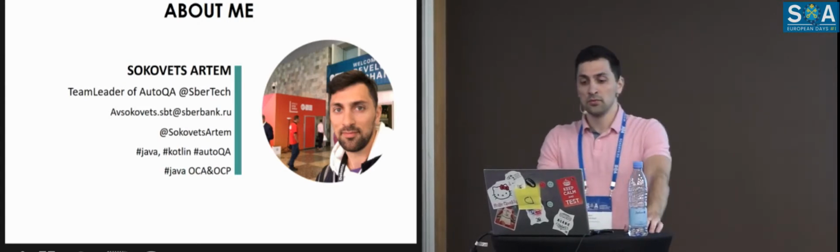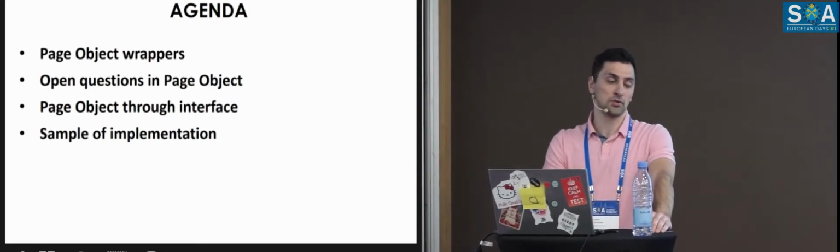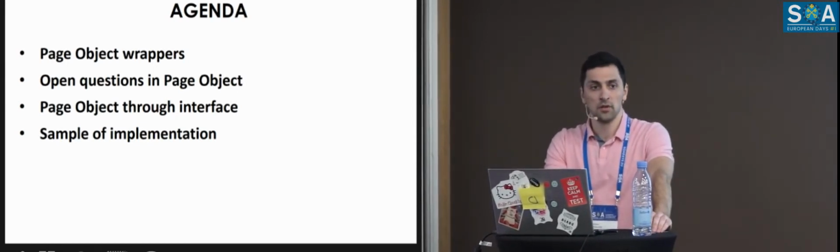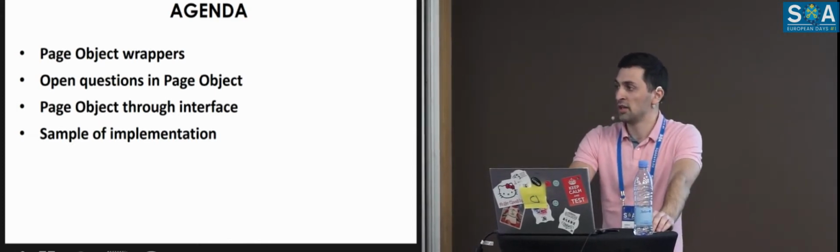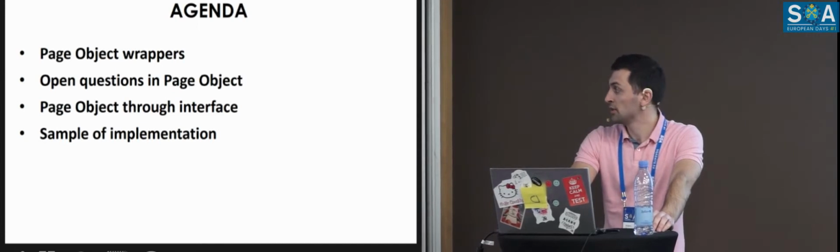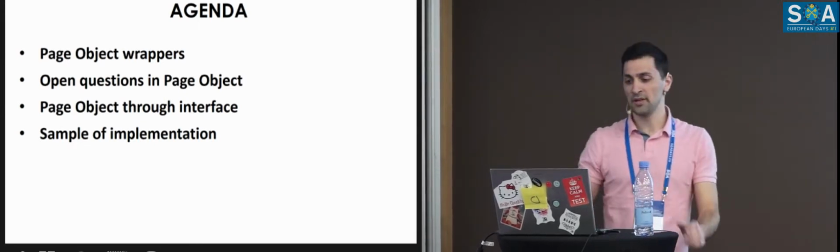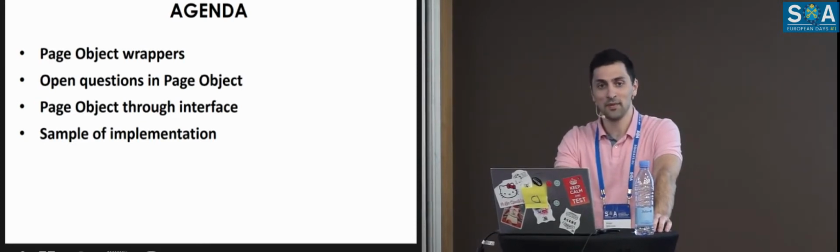My plan has 4 points. First, I remind you what wrappers exist for page object. Next, I show what I dislike in the current page object. After that, I dive into the page object based on interface, and in the end of my speech, I show you where you can try and where you can find a new approach.